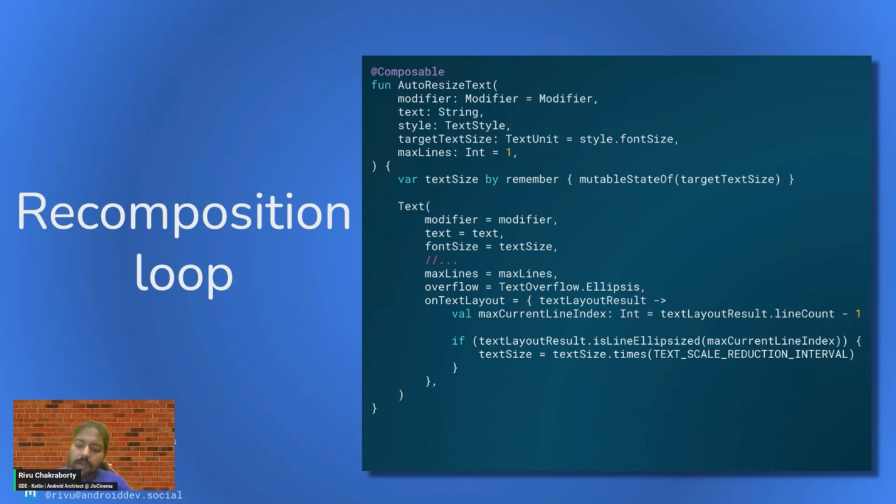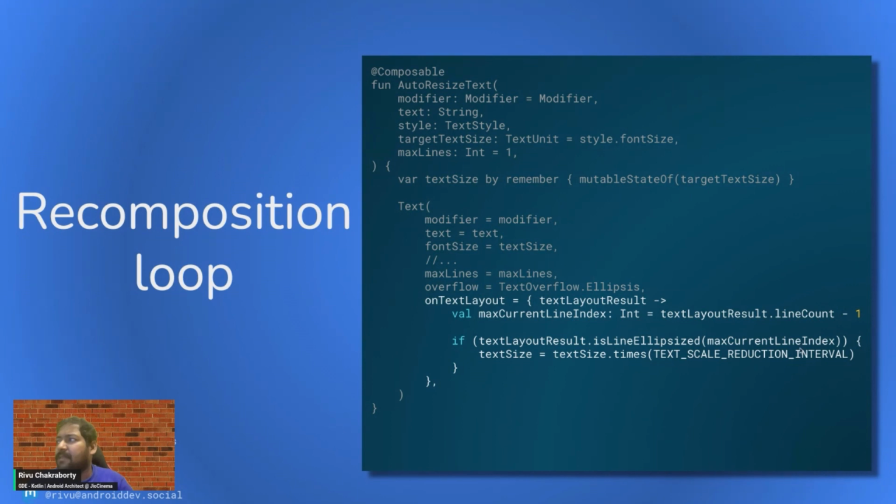Right, so here we have a mutable state which keeps the text size. The default text size is the text size that is passed to this function, and it keeps it as a mutable state, and then passes the mutable state here as the text size, fontSize equal to textSize, which is a TextUnit, right? And then on text layout, it remeasures the text size. It checks whether the current line count is more than what is specified here, and if the line is ellipsized, then it reduces the text size. Let's assume this is a constant, say 0.8 or 0.9, something like that.